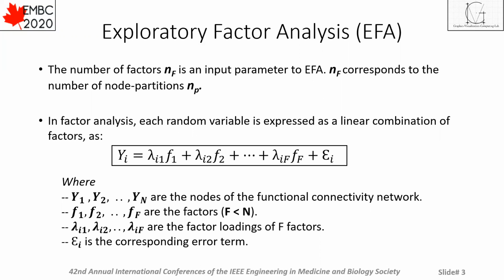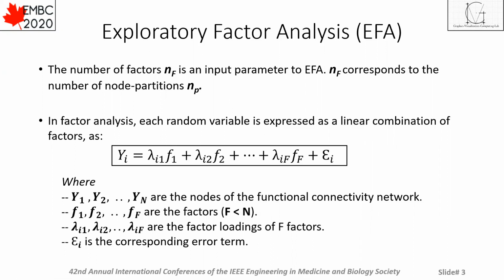Before implementing EFA, the correlation matrix is checked for its positive definiteness to ensure non-singularity. EFA is an experimental method that uses intercorrelated variables to find factors. In factor analysis, each random variable is expressed as a linear combination of the factors. Here, y1 to yn are nodes of the functional connectivity network, and f1 to ff are the factors. The number of factors is always less than the number of nodes. Lambda are the factor loadings of the respective factors, and eta is an error term.